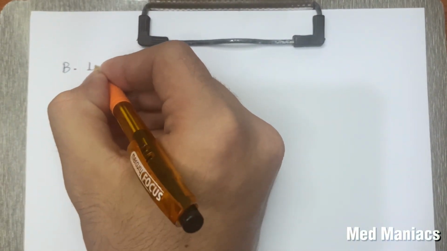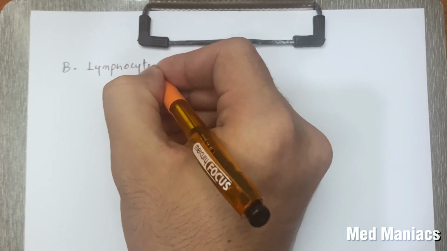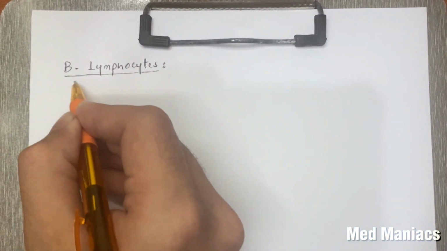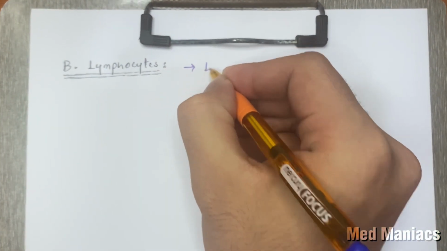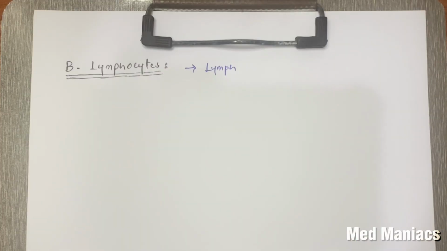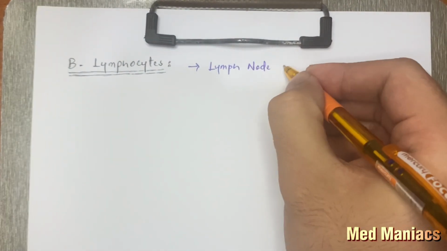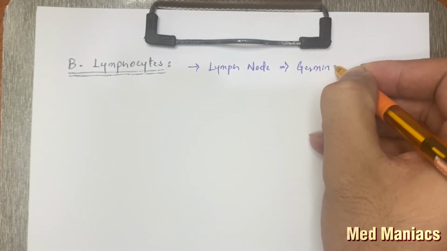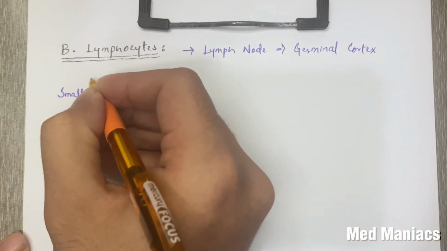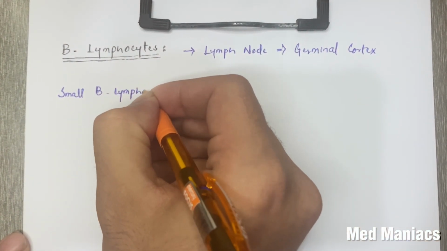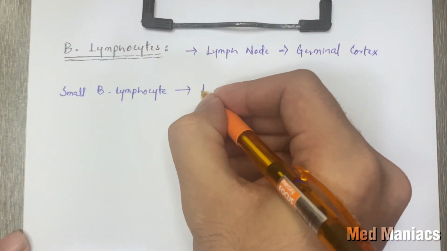Now we come to the B lymphocytes, and how they functionally mature in the lymph nodes. As we know, the lymph node also has an outer cortex and inner medulla. The functional maturation of B lymphocytes takes place in the germinal cortex of the lymph node. So when a new B lymphocyte is formed in the bone marrow, it goes to the lymph node.